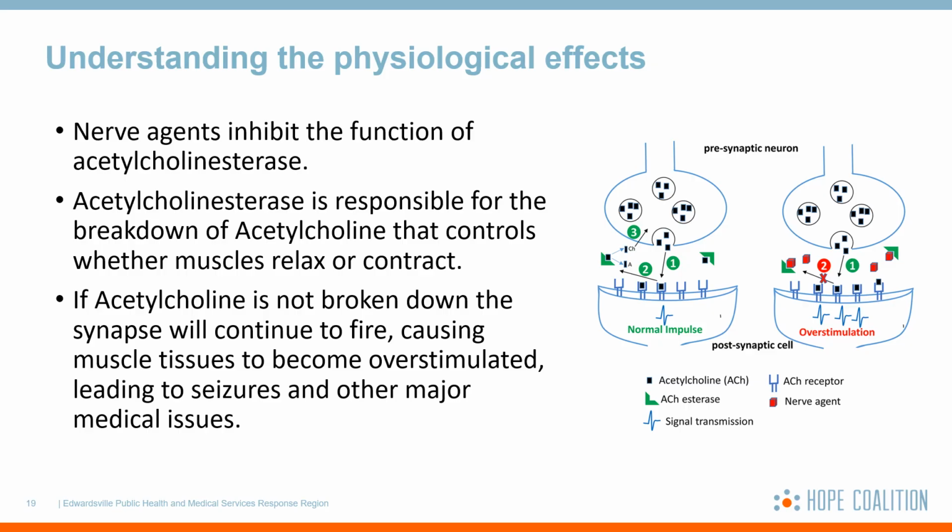Understanding the physiological effects. Nerve agents inhibit the function of acetylcholinesterase. Acetylcholinesterase is responsible for the breakdown of acetylcholine that controls whether muscles relax or contract. If acetylcholine is not broken down, the synapse will continue to fire, causing muscle tissues to become overstimulated, leading to seizures and other major medical issues.